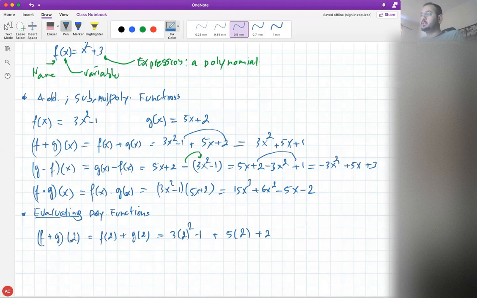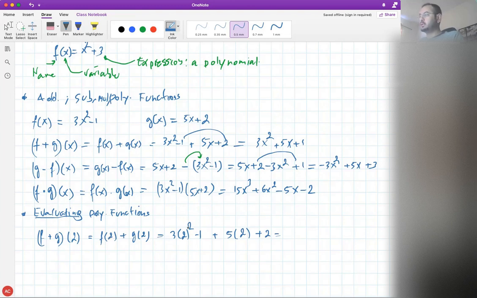When you have a specific number here, that means we need to plug that number into the functions and then add or subtract. So we need to simplify this. We just put a number instead of x. That's right. So we evaluate, and now we're going to simplify this.